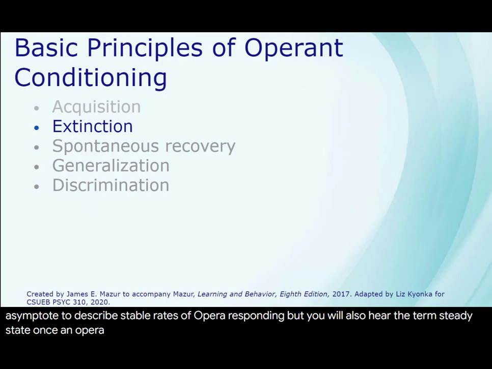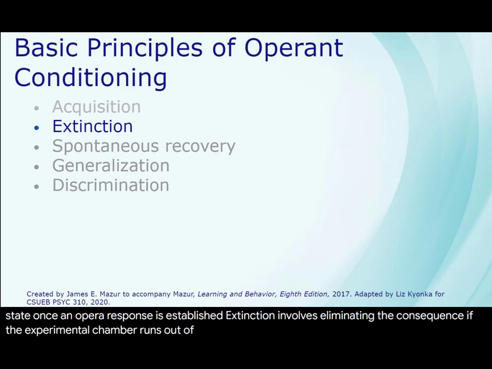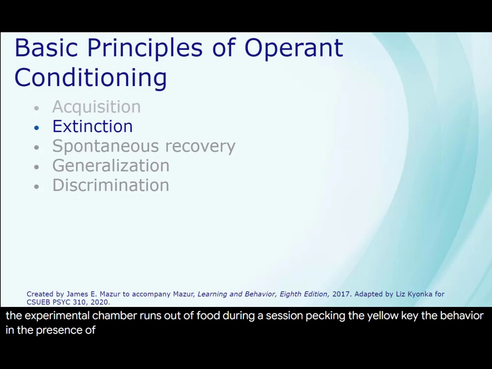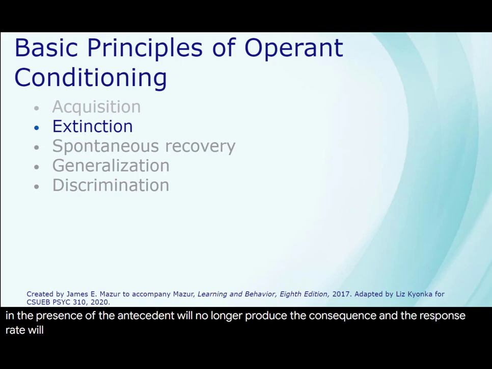Once an operant response is established, extinction involves eliminating the consequence. If the experimental chamber runs out of food during a session, pecking the yellow key, the behavior in the presence of the antecedent, will no longer produce the consequence. And the response rate will probably decrease until key pecking stops altogether.